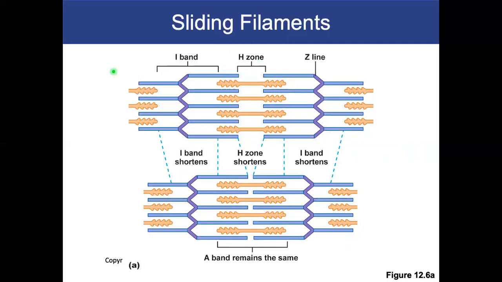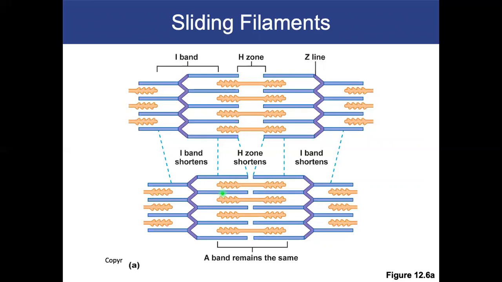How do I remember the sequence? Look on the review sheet and think of Ziam: Z-I-A-H-M. That will give you the order of the different bands and zones.